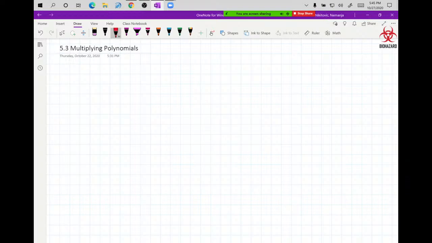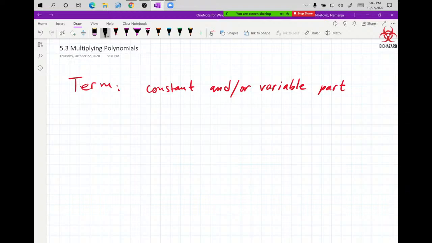So last time we said that a term consists of a constant and/or variable part, and we gave some examples like 3x, x squared, ab over 2, 10, negative 4xy, z cubed. All of these are terms. Each one of these is a term.